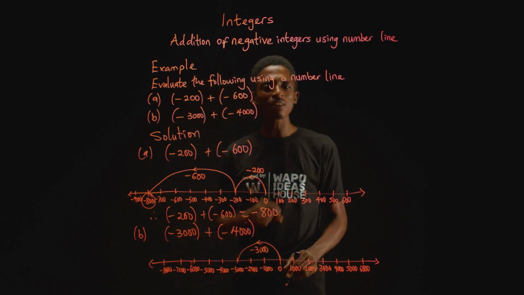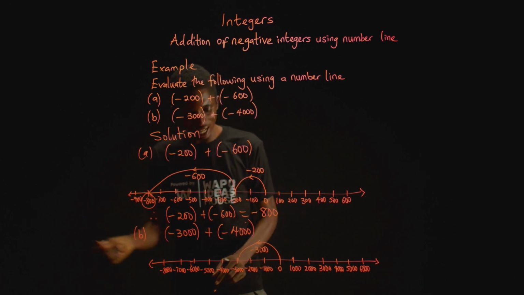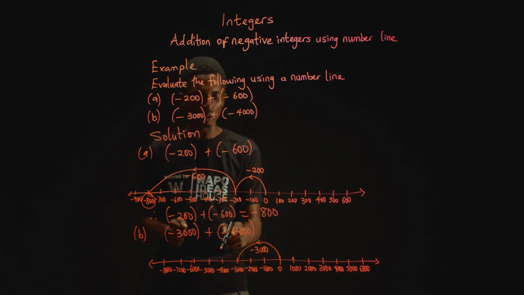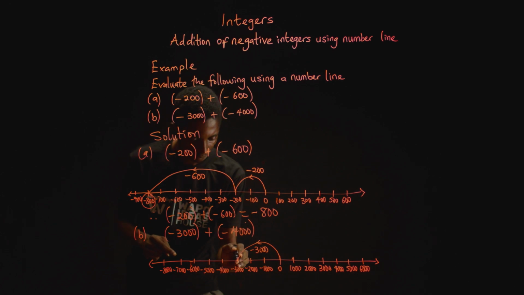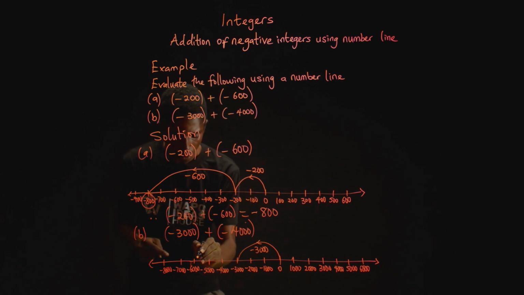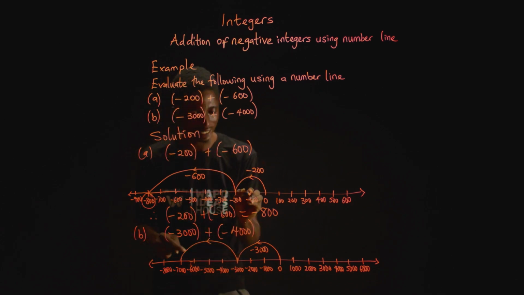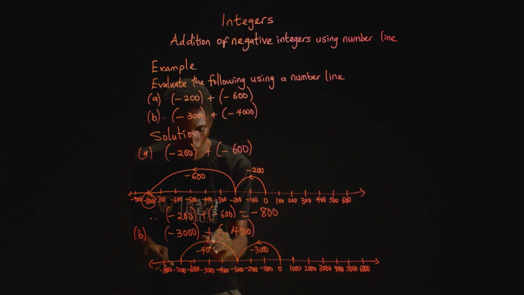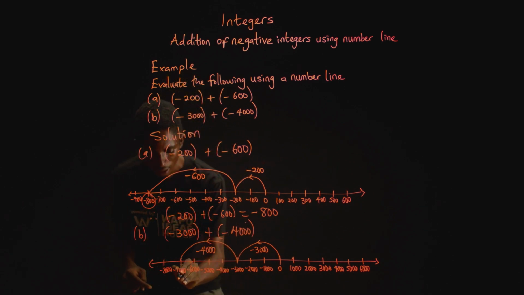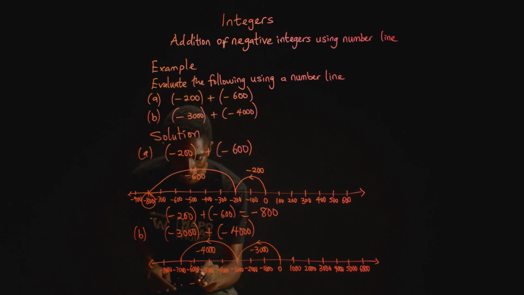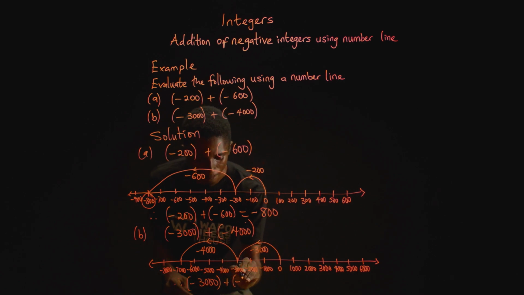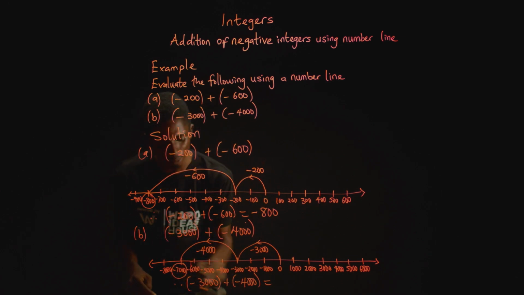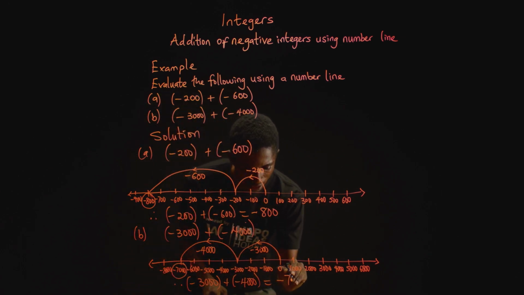From where we have stopped, we are now going to perform addition of minus 4,000. Because we are adding a negative integer, we continue to the left. So from minus 3,000, we count 4 steps to the left. 1, 2, 3, 4. To indicate minus 4,000. Therefore, minus 3,000 plus minus 4,000 equals, as we can see from the number line, minus 7,000.